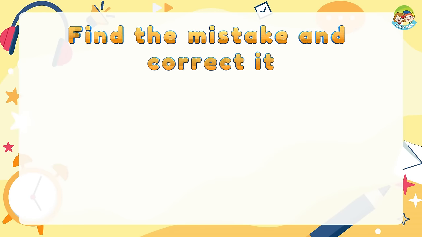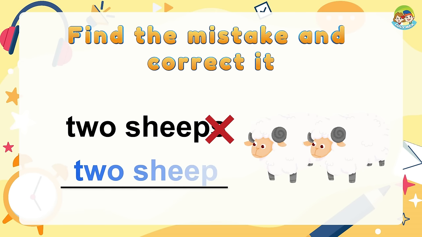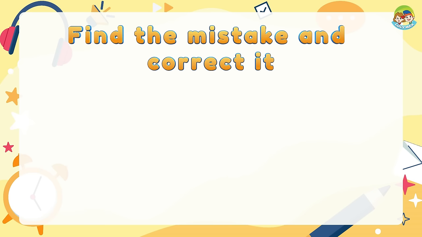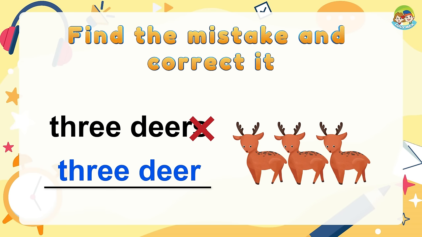Five. We will find the mistake and correct it. Two sheeps. Sheep is an irregular plural noun. It does not change. So you write two sheep. Three deers. Deer is also an irregular plural noun. So you write three deer.